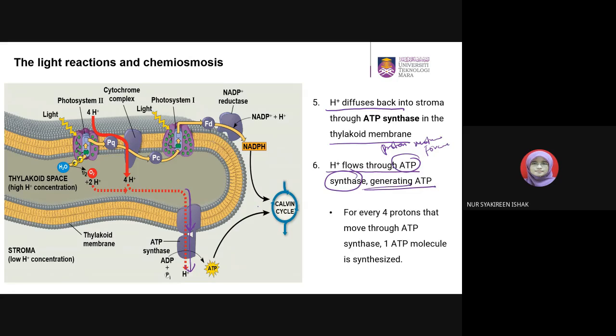Pergerakan hydrogen ion tu daripada high concentration to low concentration creates proton motive force, so that the energy is used by ATP synthase to generate ATP. Okay, so kalau tengok kat gambar ni, 4 hydrogen ions are required by the ATP synthase to synthesize 1 molecule of ATP. Every 4 hydrogen ions is used to synthesize 1 molecule of ATP.